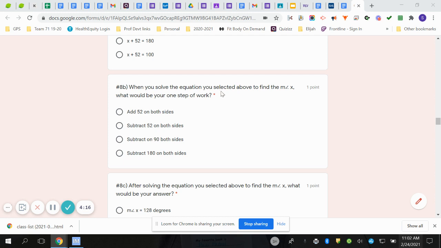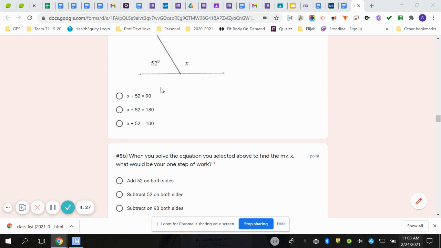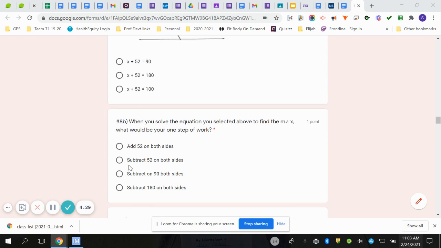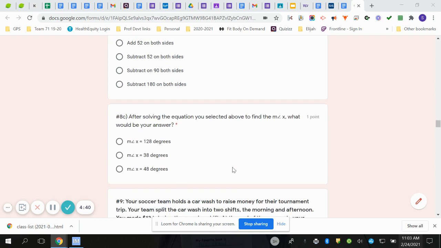When you solve the equation you selected above, find x. To find x, what would be your one step of work? So you found your equation. What step of work do you do? Add 52 on both sides, subtract 52 on both sides, subtract 90 on both sides, subtract 180 on both sides. After solving the equation you selected above, what is my answer? So solve for it.